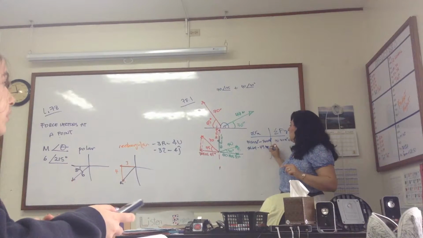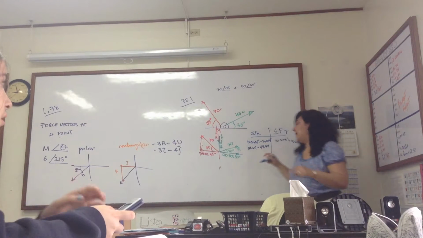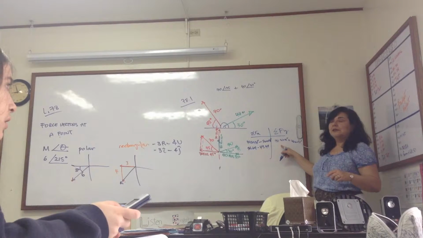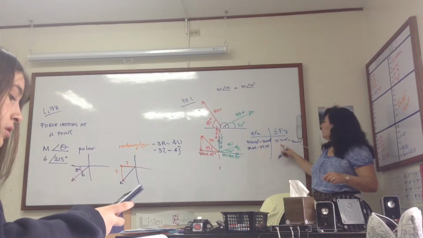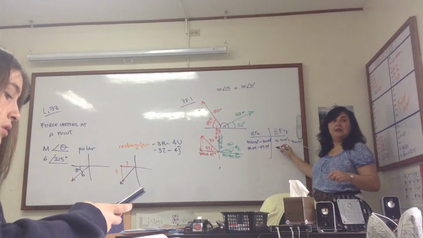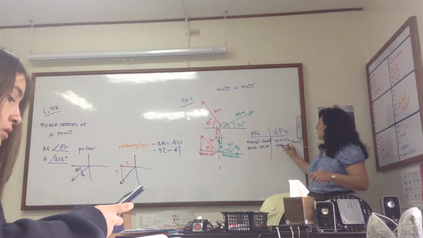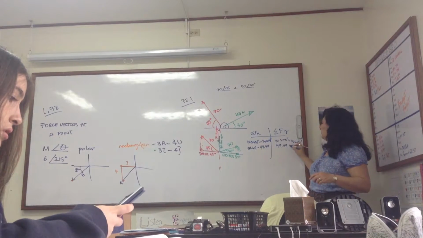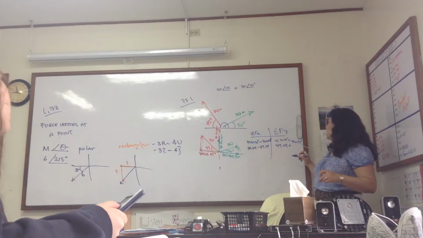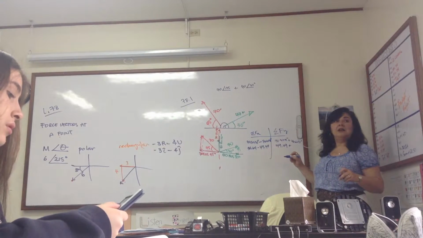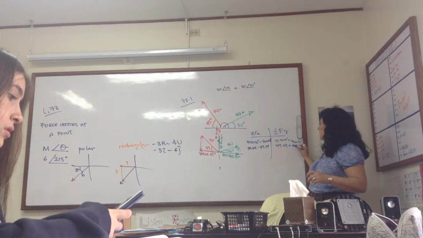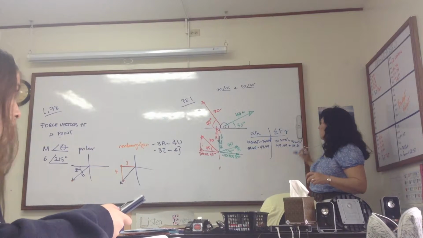Okay, so the total can't be that. Why? You just added. 70 sine 45. And 49.49. And this one? 40 sine 30. It's 34.64.